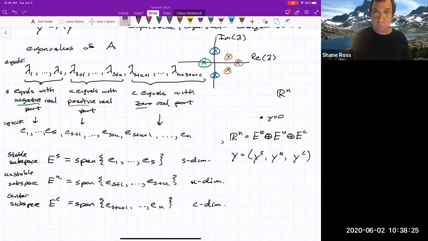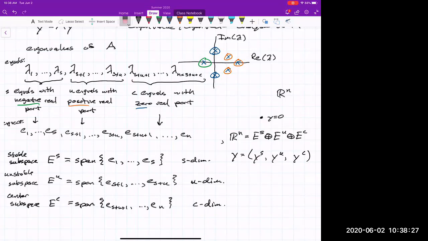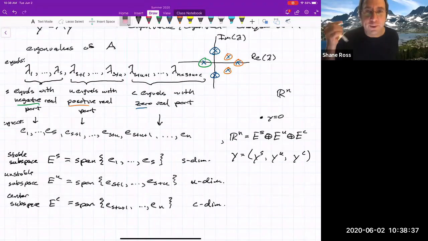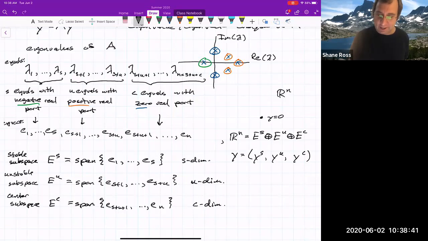All right. Can I ask a quick question? Yeah. What is the index you have on the last eigenvalue? Does it say n equals s plus u plus c or n plus? N equals. Okay, I just want to make sure. Yeah, n. So we're looking in R^n, and so the s plus u plus c has to add up to n.